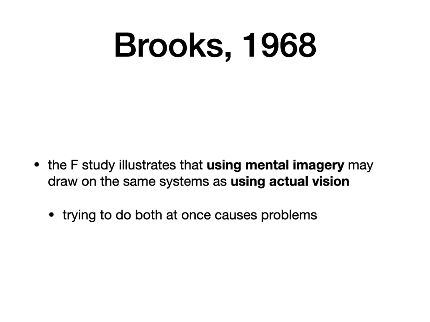The F study is illustrating that when you use mental imagery to imagine the F, to make use of this internal representation of the F, you're drawing on some of the same resources that using actual vision to do the task is also trying to use. And they compete with each other. They interfere. You're trying to do both of these things at once. You're trying to imagine the F, but then also use your actual vision.